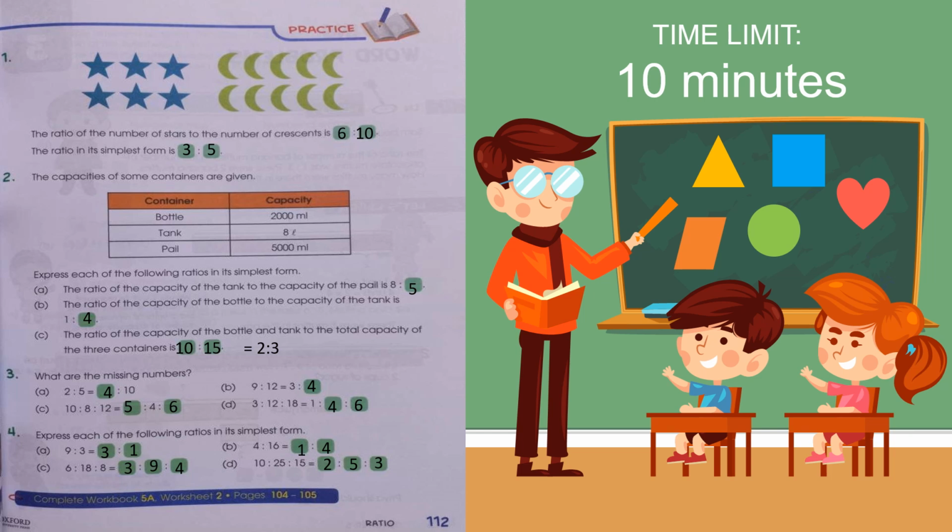is 4. Now in part D, we have 10:25:15, and if we look at this problem, we come to the conclusion that they are all divisible by 5. So by dividing this ratio by 5, we have 10 divided by 5 is 2, 25 divided by 5 is 5, and 15 divided by 5 is 3.